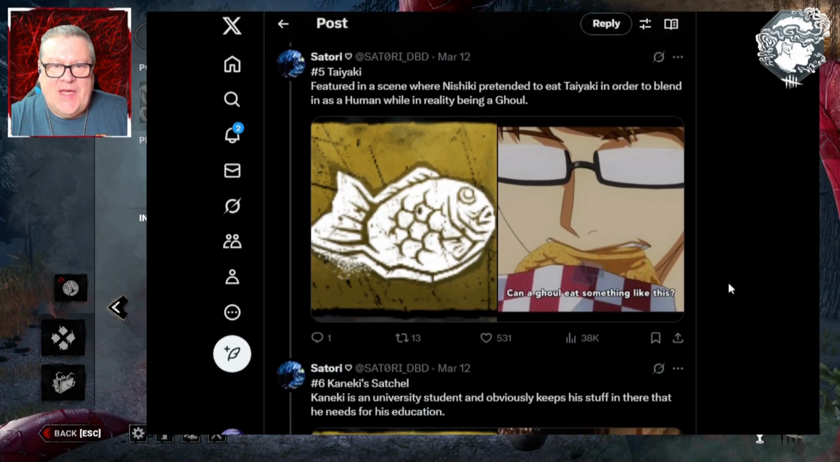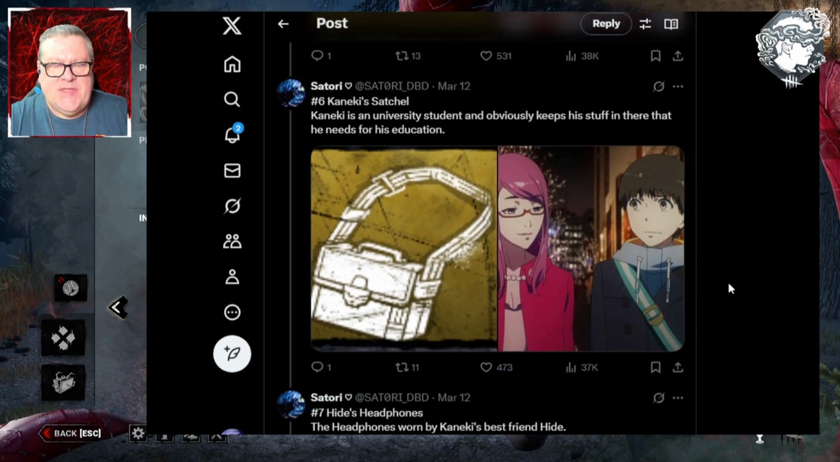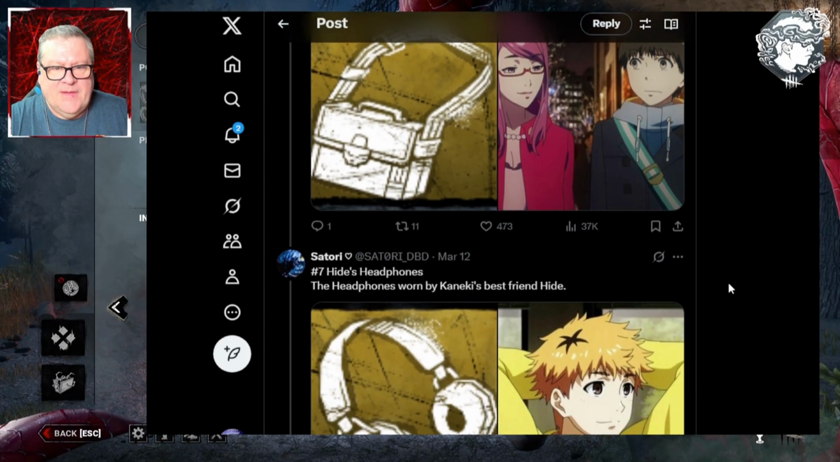Number 5, Taiyaki. Featured in a scene where Nishiki pretended to eat taiyaki in order to blend in as a human, while in reality being a ghoul. Can a ghoul eat something like this? Number 6, Kaneki's satchel. Kaneki is a university student and obviously keeps his stuff in there that he needs for his education. So there's a picture of him with Rize in the first episode.